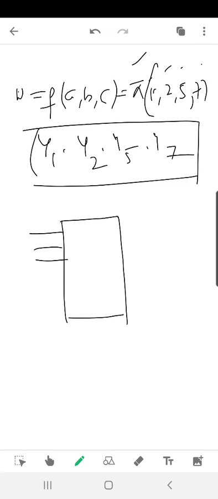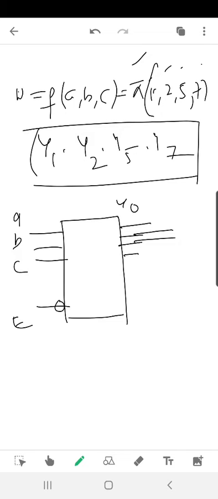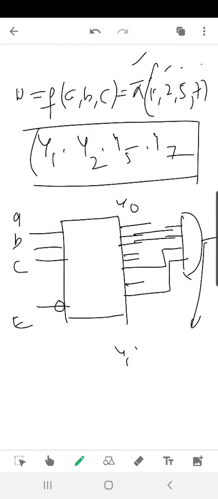We have inputs A, B, C, so we will write A, B, C like this. Enable will be active low, so we will get a bubble here. This will be our y0, then we require y1, y2, y3, y4, we will again require y5, then it is y6, and we will again require y7. So put all the four outputs to an AND gate, and we will require the function y1 y2 y5 y7. We will get this function w at our output.